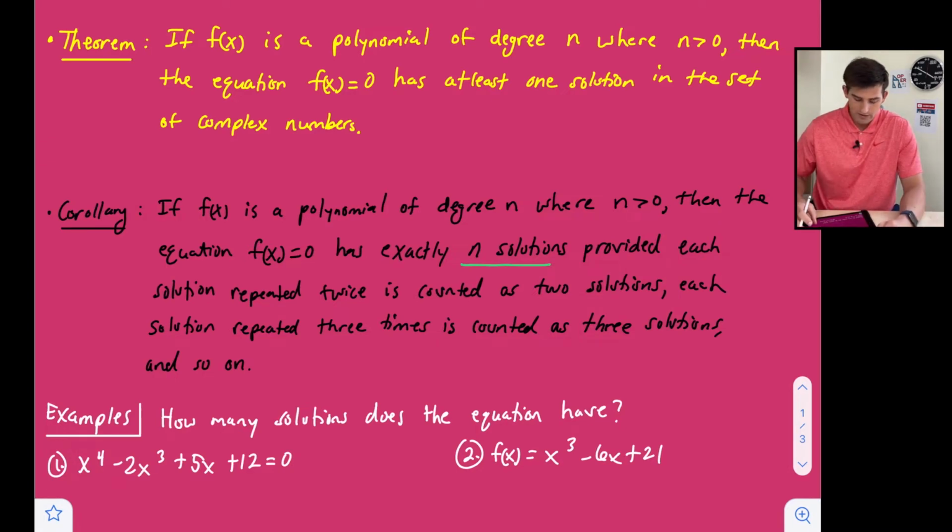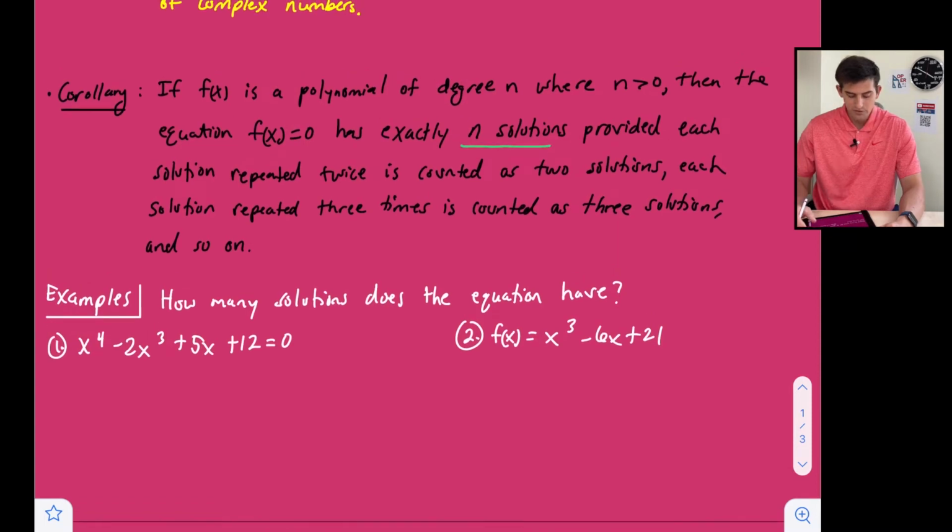So let's look at two different examples here. The first one, we're just going to figure out, hey, how many solutions are there? And then the second example is going to be a little bit more involved. We're going to use our synthetic division process and our rational root theorem to actually figure out what our zeros are.